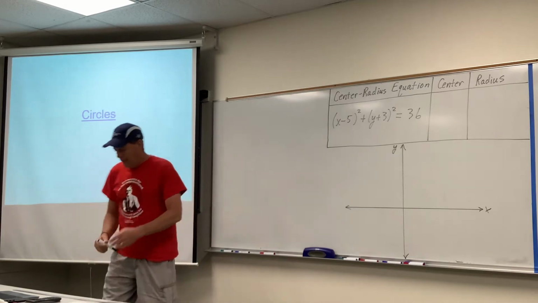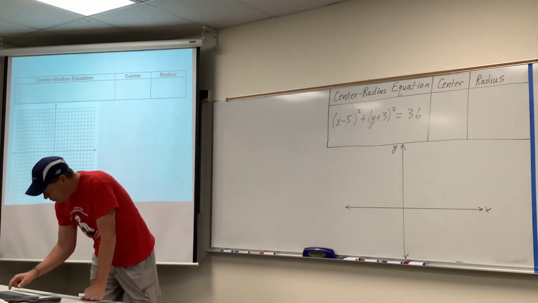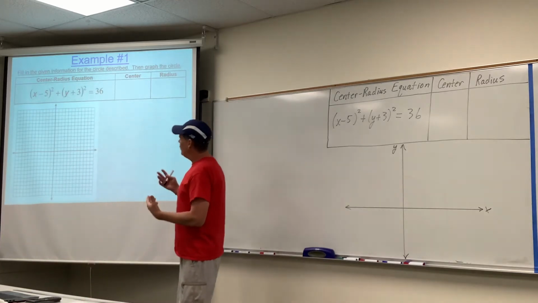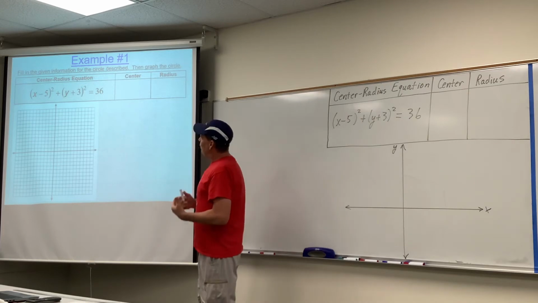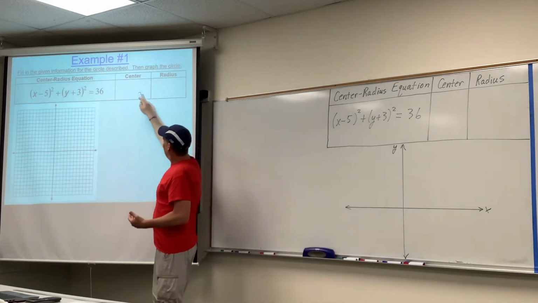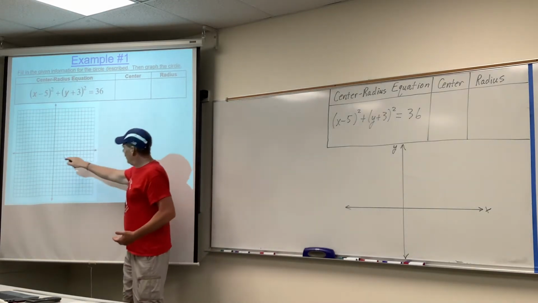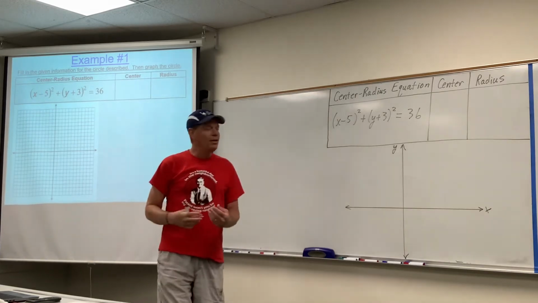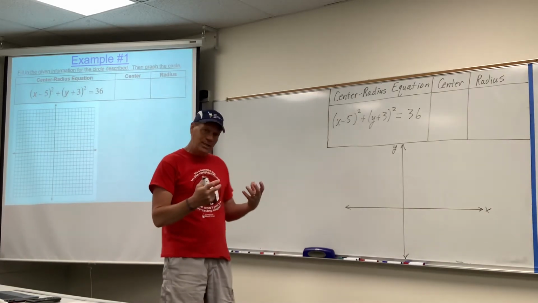All right, so example number 1 here. You see it on the screen, you see it in the printout in front of you, you see it on the board. We're going to have these boxes for you to fill in your answers. We're going to start out with, what if we have an equation in the form that's called a center radius? We're going to fill in the information about the circle, and we're going to use that information to graph it. As always, we try to start with one that's hopefully kind of easy to begin with.